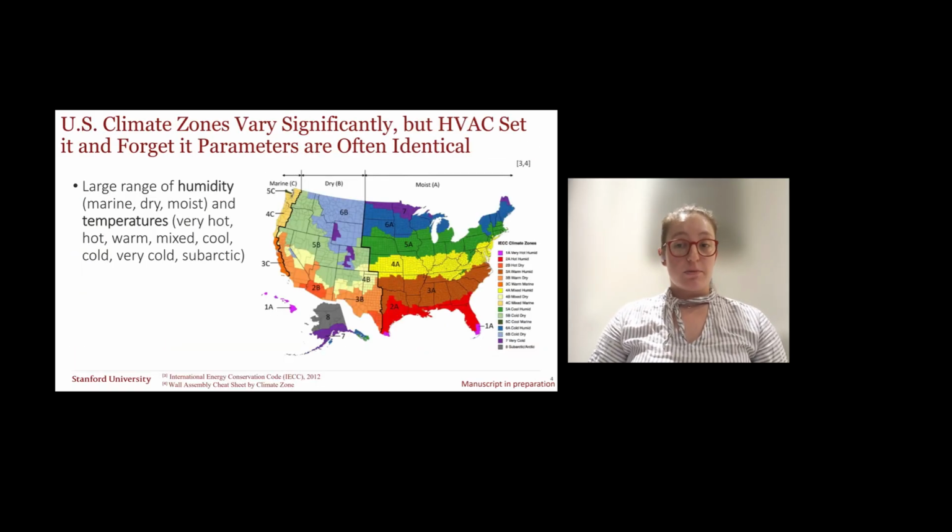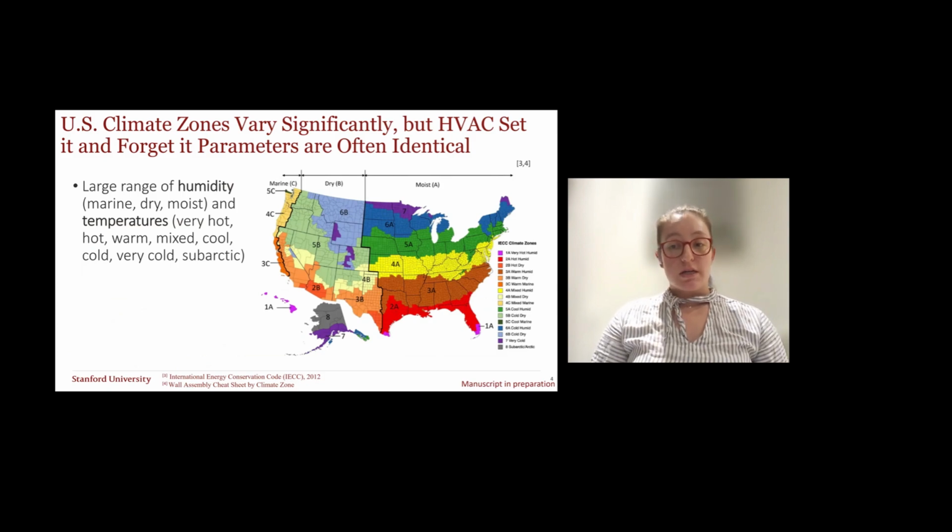Set it and forget it set points, which are used in these older buildings with limited controls, are the same across the United States, even though the climates vary significantly. Here on the right, we see a map of the climate zones in the US, and generally temperatures increase from north to south, and humidity changes from east to west.